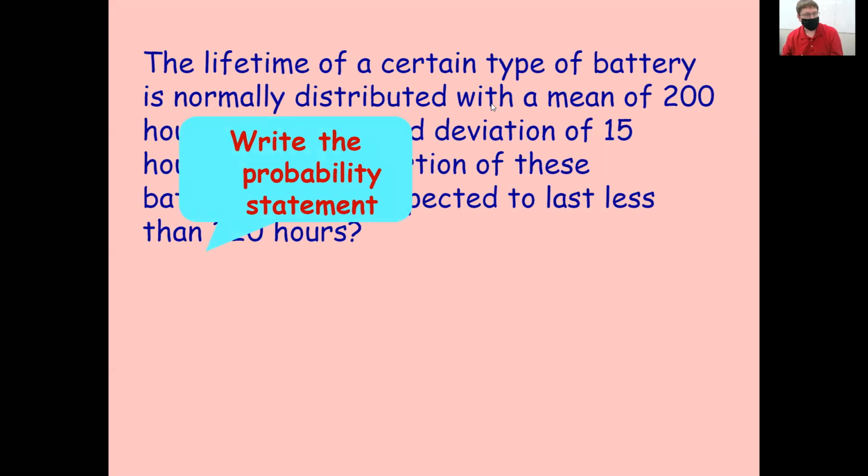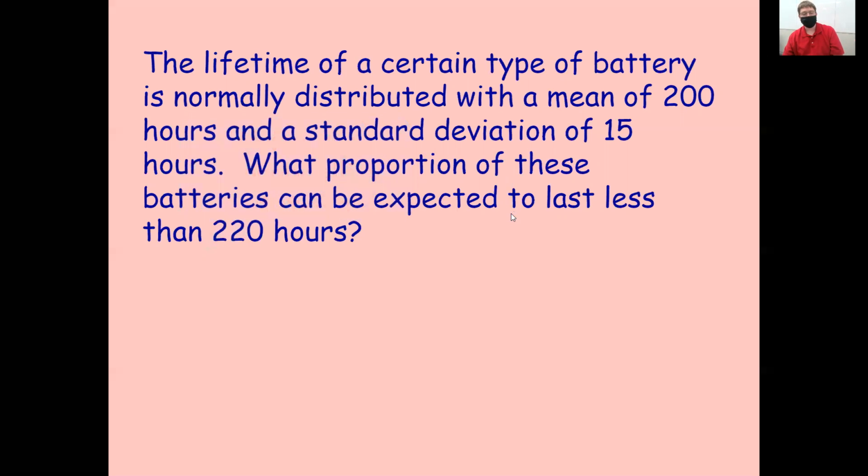All right, so first off, write your probability statement. So what is it that we want on this one? We want to know proportion of batteries that it could be expected to last less than 220. So our X should be less than 220. So start with that, just so you know what you're doing. Because otherwise, you're going to be like, what am I solving for? All right, this number becomes your X value. So if you remember your formula, it says your z-score is equal to the X value minus the average divided by the standard deviation.